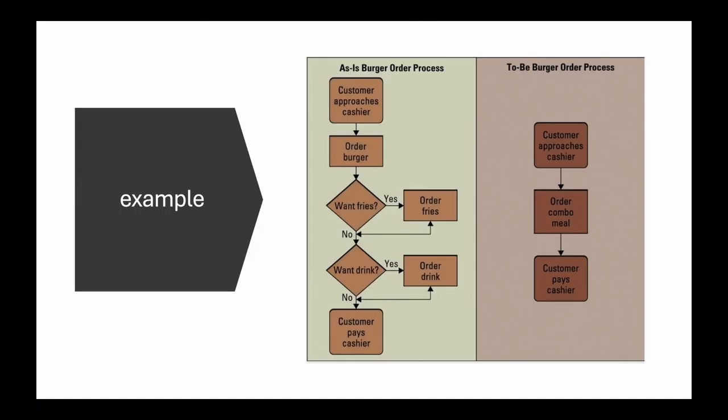هاي في example. On the left side في عندكم ال as is process order process. مثلا أول إشي ال customer approaches the cashier. بعدين order the burger. بتروح على they ask you if you want fries or لا. If the answer is no بتكملي لتحت. If the answer is yes بتروح على اليمين and order fries is pressed.